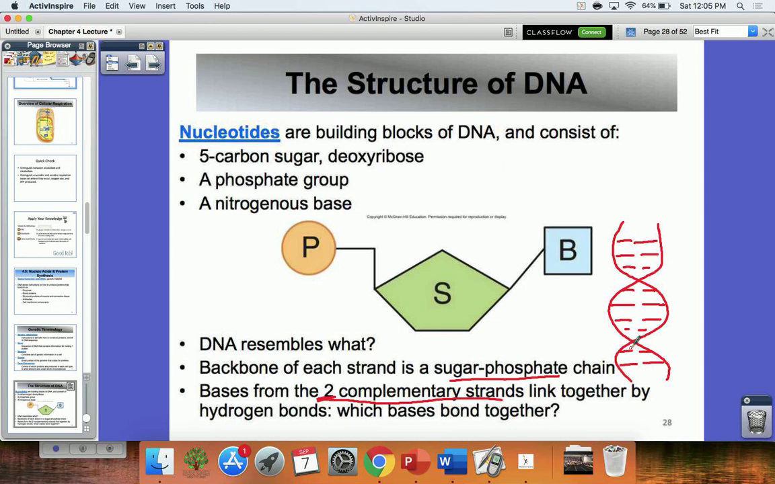They're held together by specific types of bonds, specifically hydrogen bonds. And I have a question here: which bases bond together? Hopefully you remember. We have adenine, thymine, cytosine, and guanine. And A will bind with T, and C will bind with G. Or adenine binds with thymine, whereas cytosine binds with guanine.